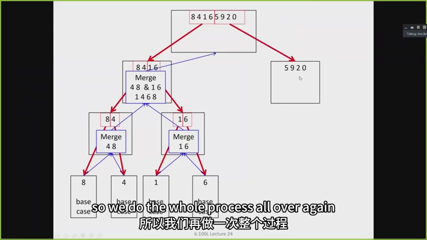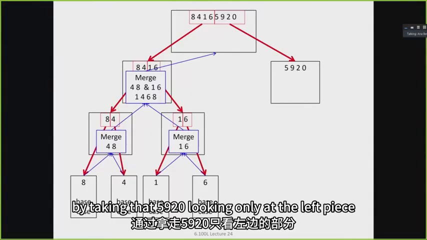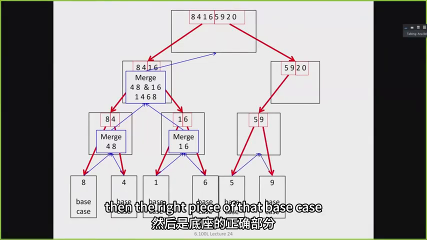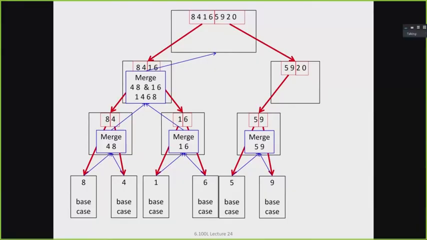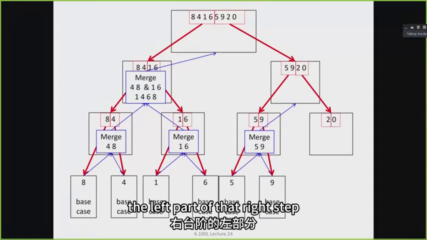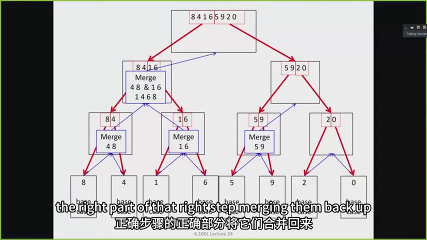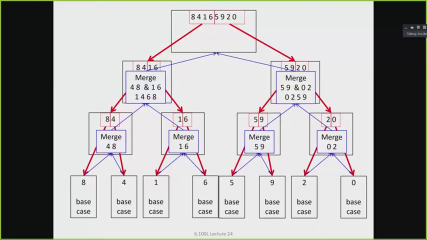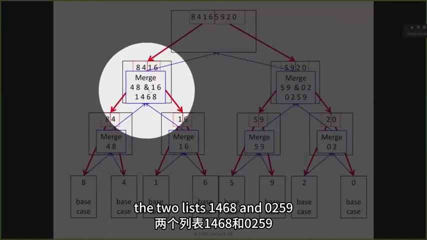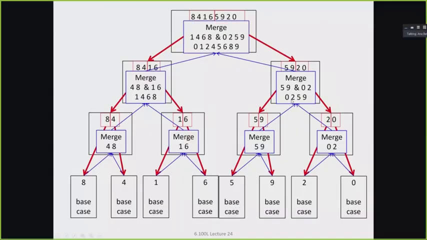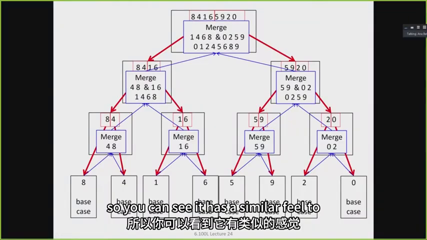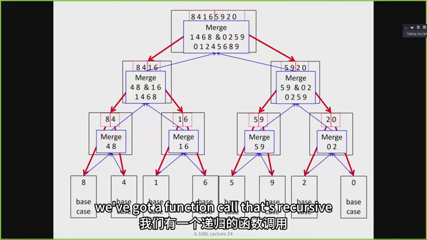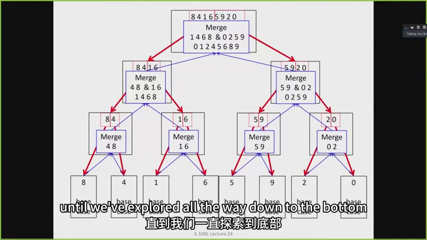So we do the whole process all over again by taking that 5920, looking only at the left piece, then the left piece of that, then the right piece of that base case, merging them back up. The right step, the left part of that right step, the right part of that right step, merging them back up. So then we do the merge step of 5, 9, and 0, 2, and then the merge step of these two lists, 1, 4, 6, 8, and 0, 2, 5, 9. So you can see it has a similar feel to exploring one side of the branch first, just like in Fibonacci, for the exact same reason. Because we've got a function call that's recursive, we can't complete it until we've explored all the way down to the bottom.